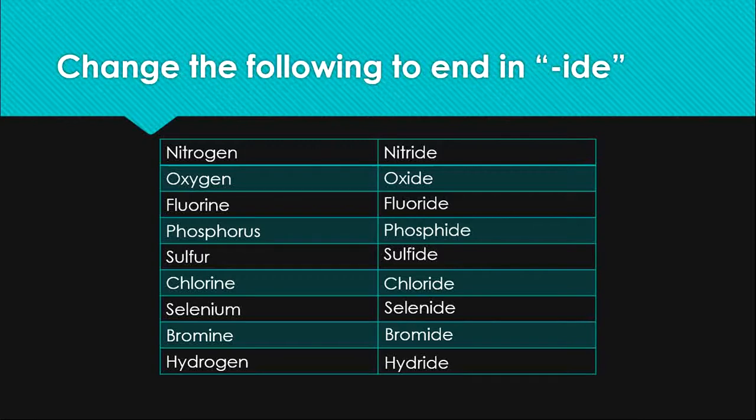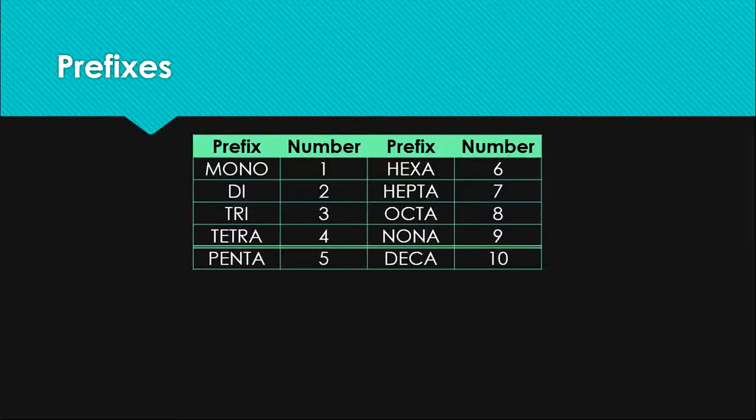This will also be the case when we talk about ionic compounds. So make sure you are familiar with these endings. Again, the endings change for the second element or the second part of the name. So again, let's use these prefixes to name the following molecules.